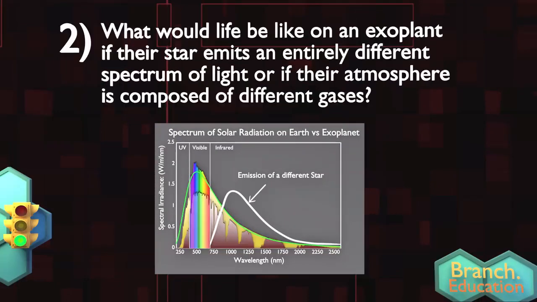Furthermore, what would life be like on an exoplanet if their star emits an entirely different spectrum of light, or if their atmosphere is composed of different gases?